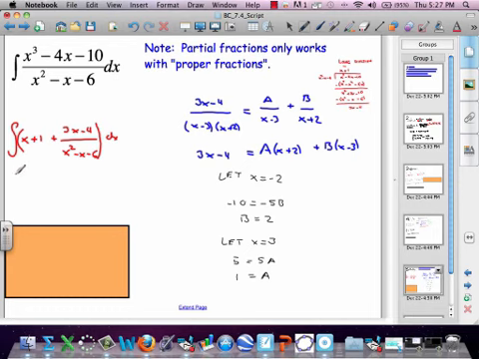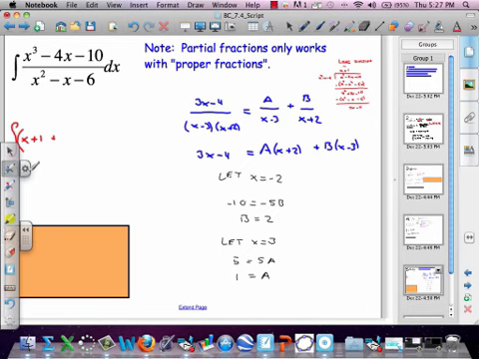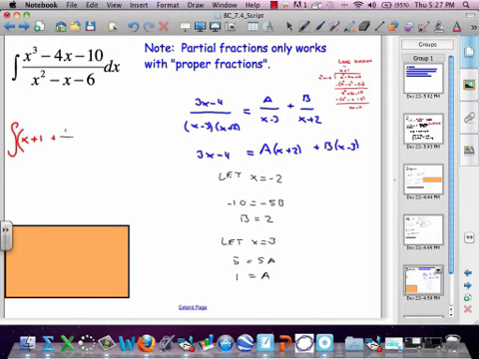Okay, so we can now replace 3x minus 4 over x squared minus x minus 6 with what we just got over there, which is, let's see here, a was 1, so 1 over x minus 3 and 2 over x plus 2, dx. And now the integration is pretty simple. We get 1/2 x squared plus x plus the natural log absolute value of x minus 3 plus 2 natural log absolute value of x plus 2 plus c.